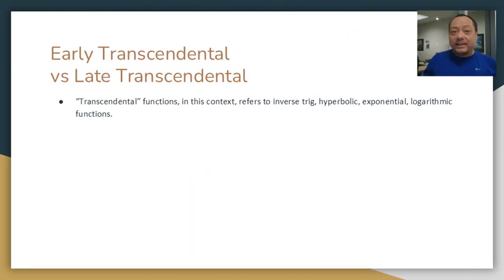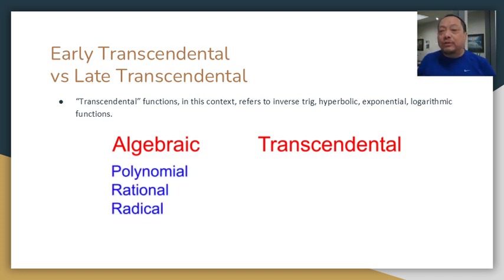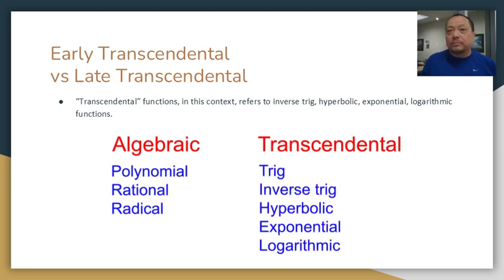Before I get into details, I want to talk about early transcendental versus late transcendental. The functions you're learning are generally classified into algebraic functions and transcendental functions. Algebraic functions include polynomials, rational functions, radical functions. Basically functions with sums, products, and powers. Transcendental functions include everything else.